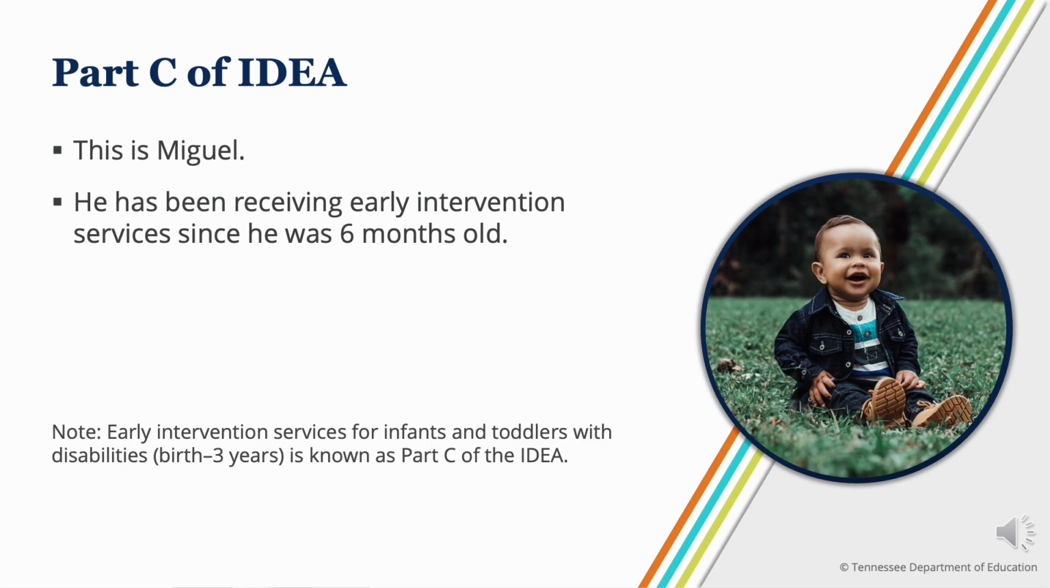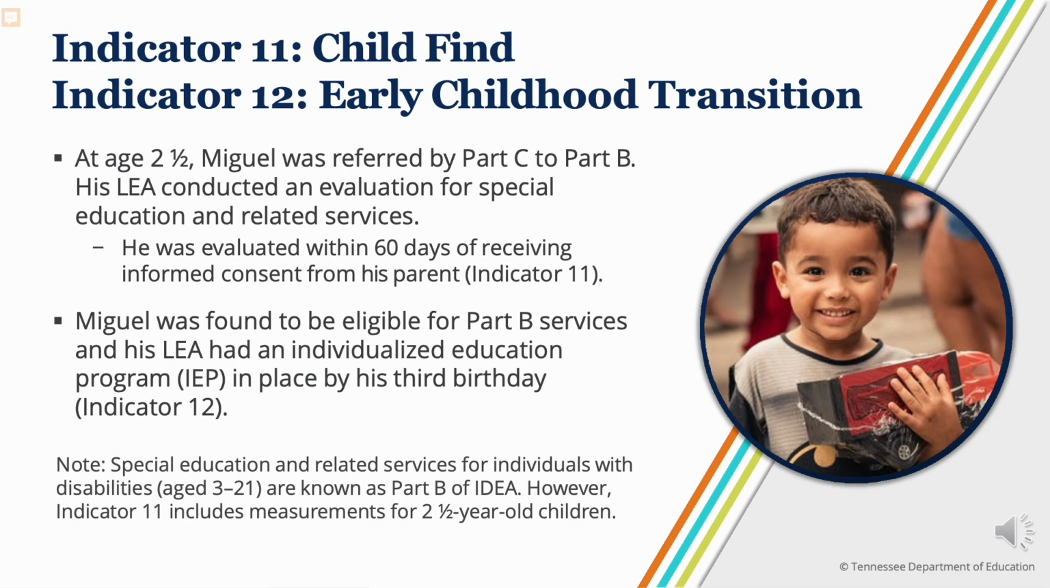Meet Miguel. He's been receiving early intervention services from Part C since he was 6 months old. In Tennessee, Part C services are provided by the department's sister agency, the Tennessee Early Intervention System, known as TEIS. At age 2.5, Miguel was referred by Part C to Part B, where he had an evaluation completed for special education and related services within the required time frame. This is measured by indicator 11.